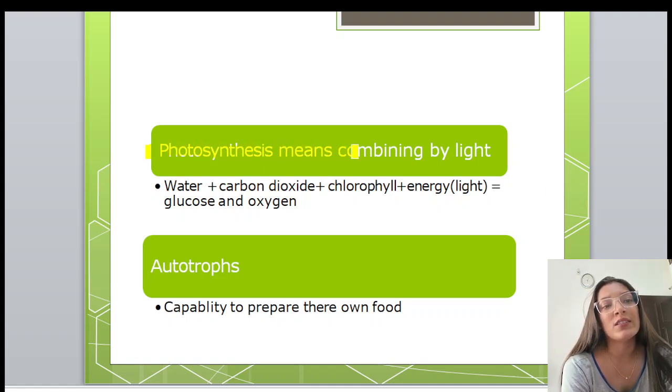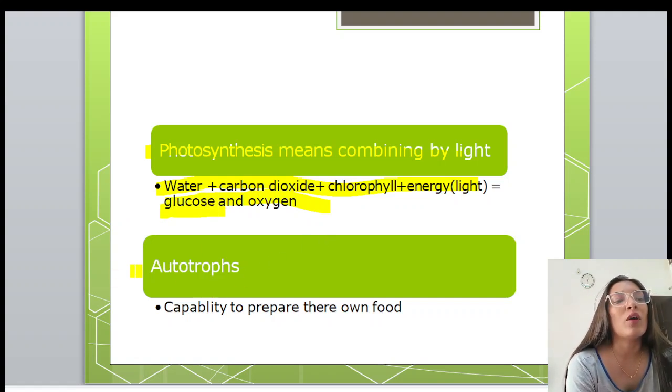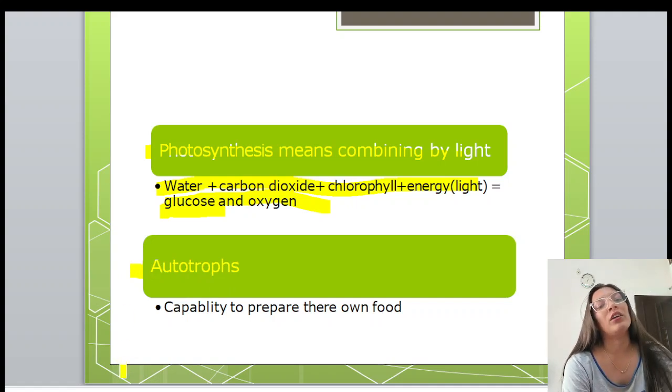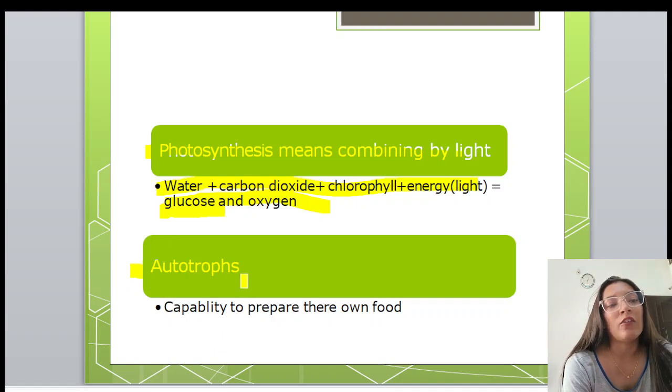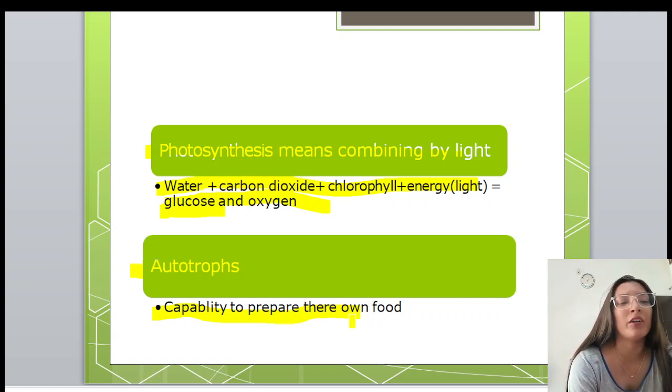What is the meaning of photosynthesis? It means combining light, water, carbon dioxide, chlorophyll, energy, and it gives out glucose and oxygen. Glucose is the food which is stored in the plant. All right. Then you come across one more term in your book, which is autotroph. What do you understand by autotroph? Autotrophs are those organisms which have the capability to prepare their own food. Auto means self and troph means food. So the plants or the organisms which have the capability to prepare their own food are called autotrophs.